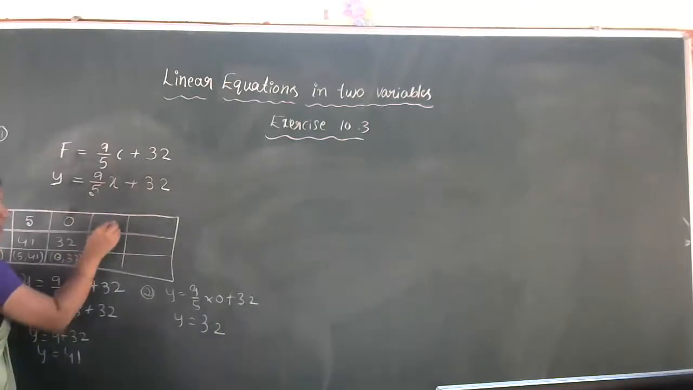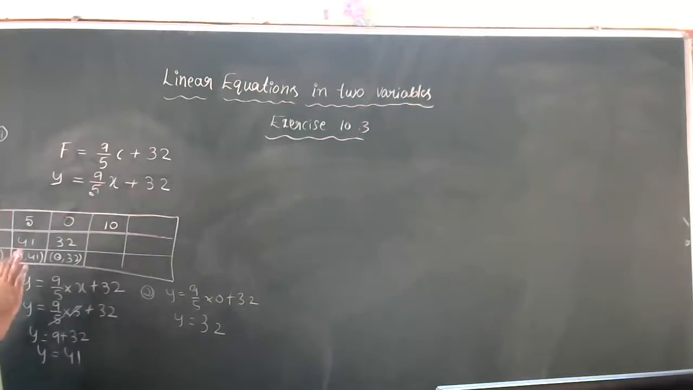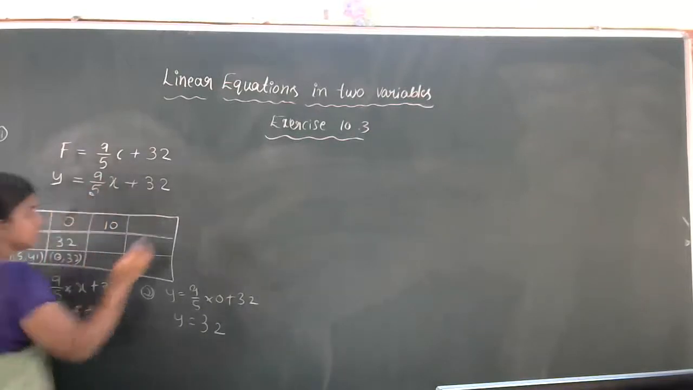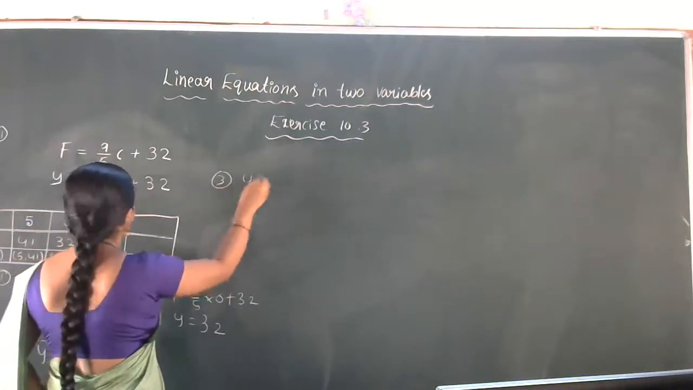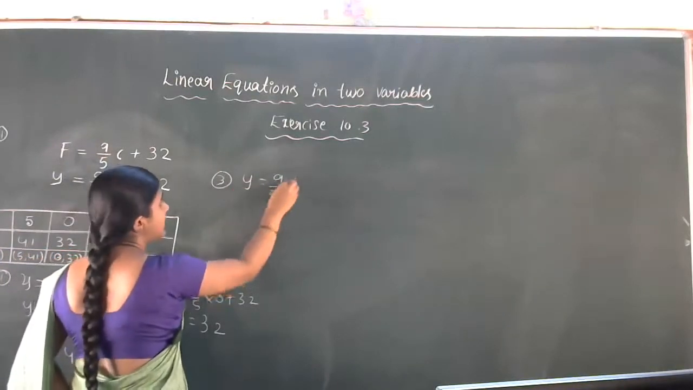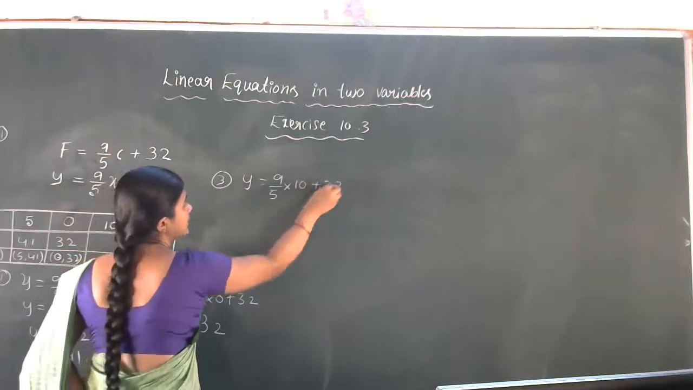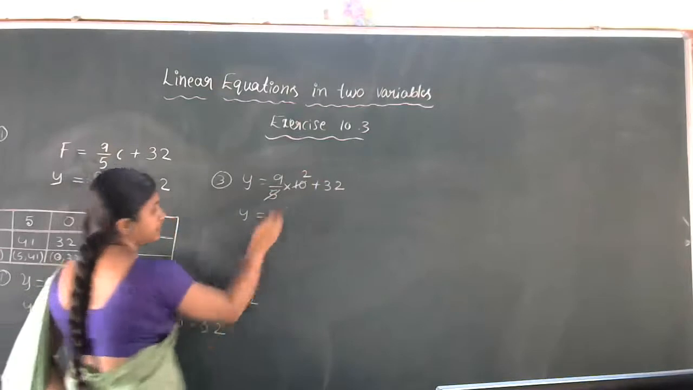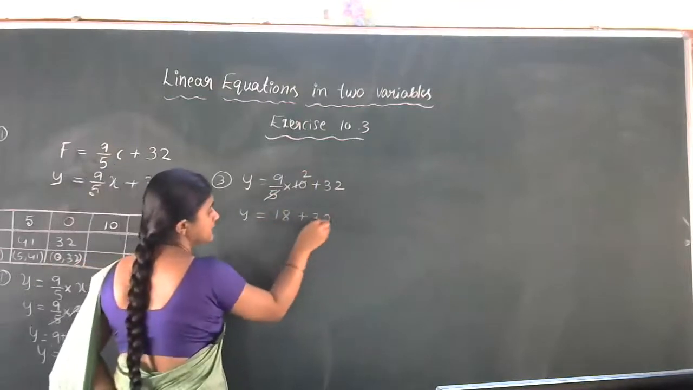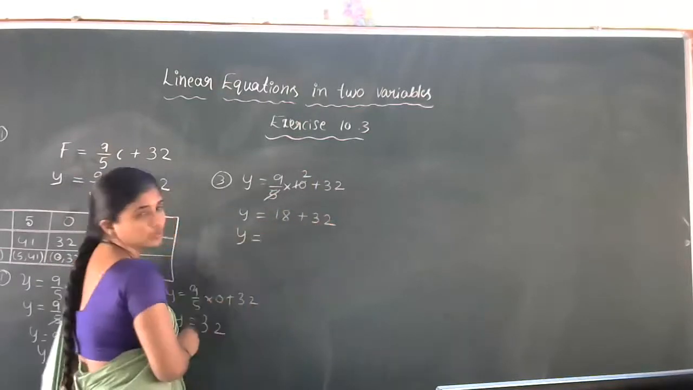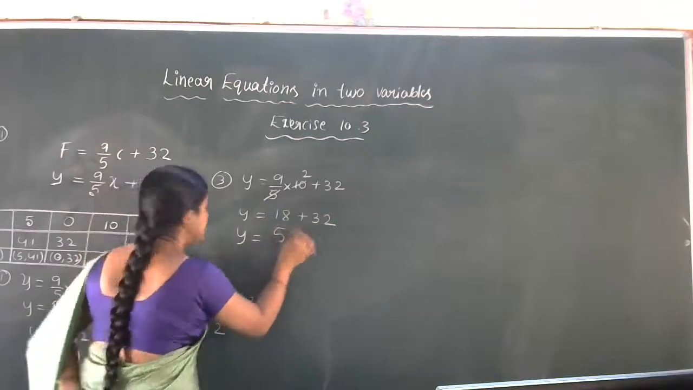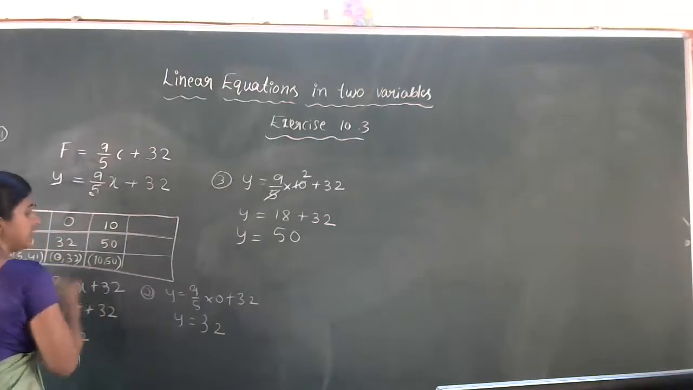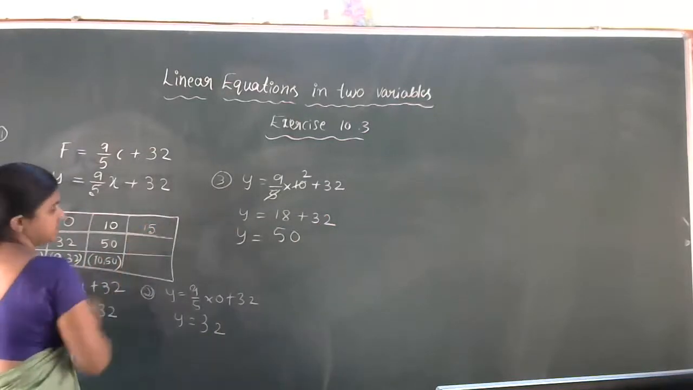Next, take 10. Take only multiples of 5, because in the denominator 5 is there. So the third solution: y is equal to 9 by 5 into 10 plus 32. 5 twos are 10, so y is equal to 18 plus 32. So y is equal to 50. Yes. So here 10 comma 50.